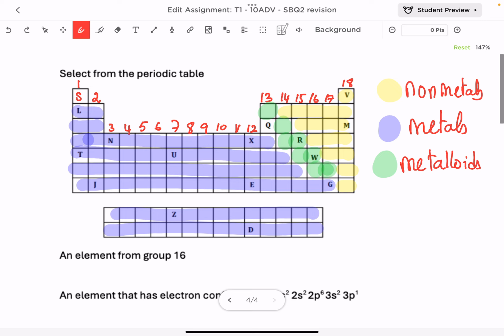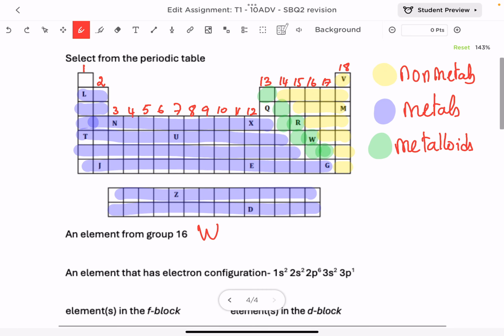Okay. All this area is dedicated for, it's called S block, D block, P block without the V, P block, and F block. Let's start with the questions. Give me an element from group 16, W. An element that has an electron configuration 1s2, 2s2, 2p6, that's 10 electrons, 12, 13 electrons. 13 electrons, that's going to be Q.